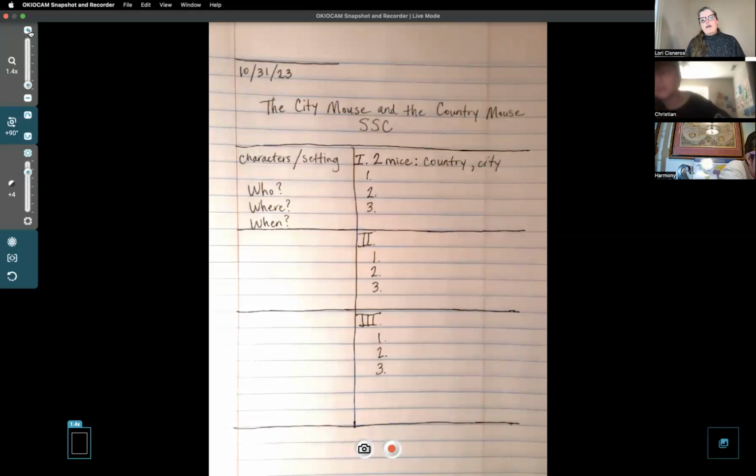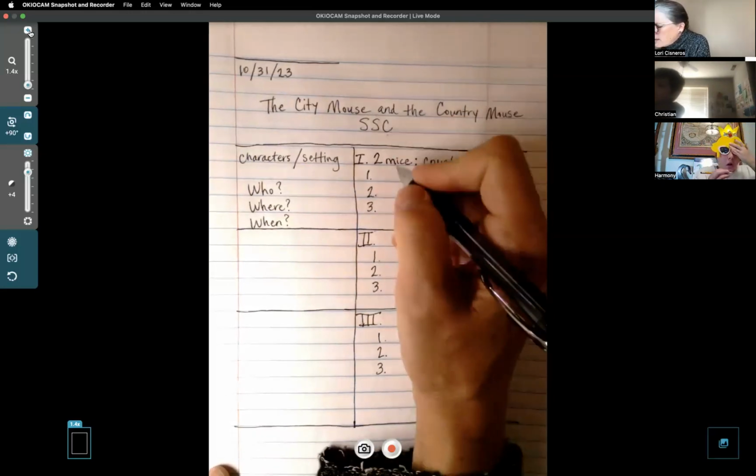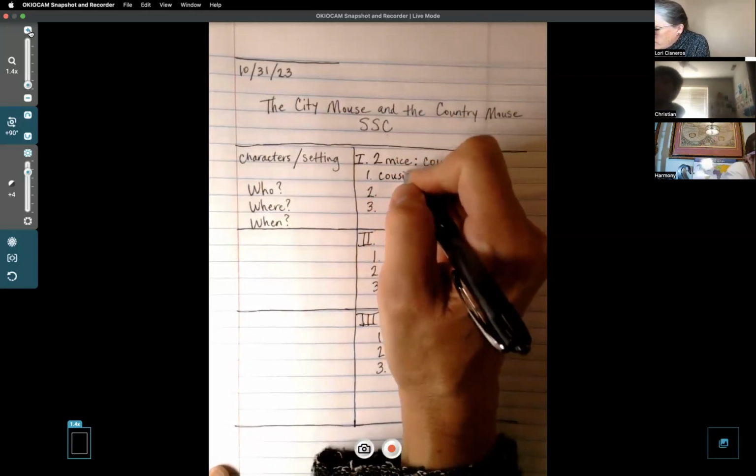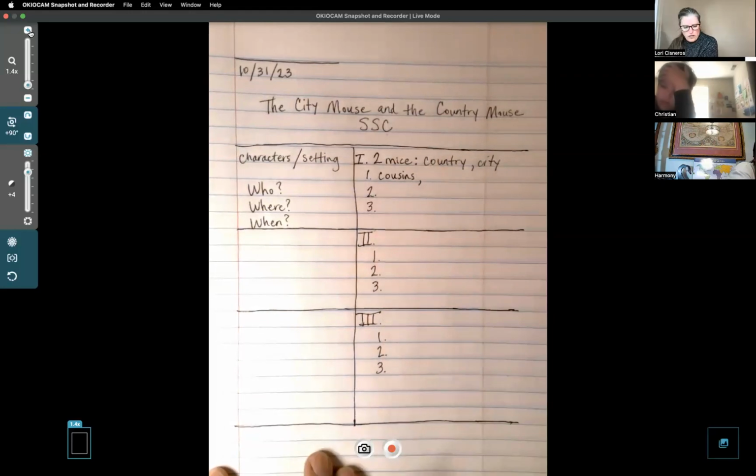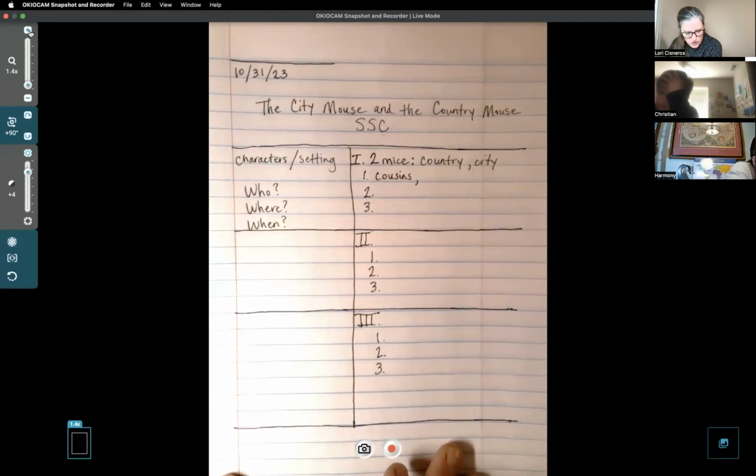And how are they related, Christian? Do you remember what it said about how they're related to each other? They're cousins. I think that's important to mention here too. And in the first part of the story, who visits whom first, Christian? Who goes to whose house first? The city mouse visits the country mouse.